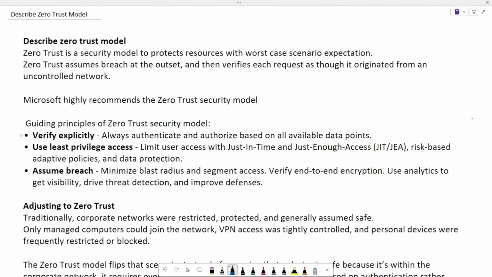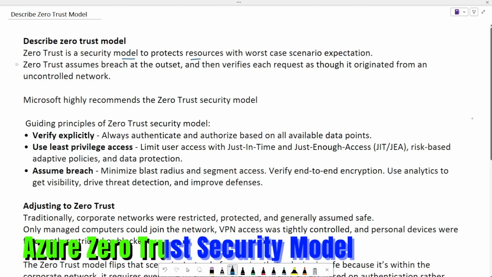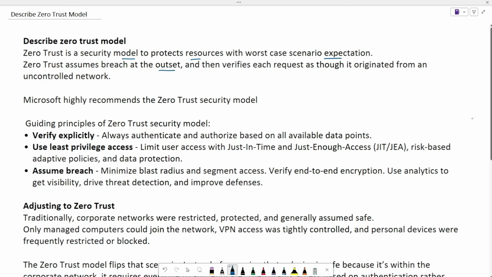Hello everyone. In this topic, we'll discuss the Zero Trust model. Zero Trust is a security model to protect resources with a worst case scenario expectation. Zero Trust assumes breach at the outset and then verifies each request as though it originated from an uncontrolled network.